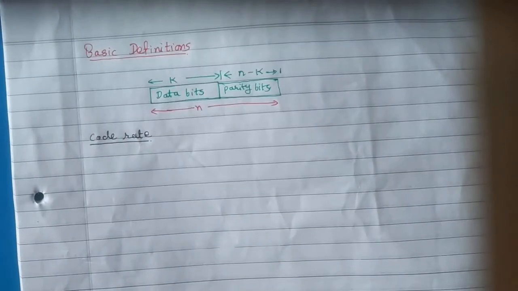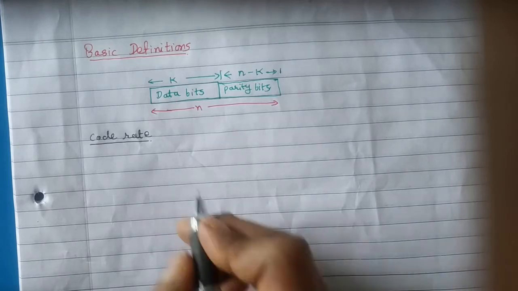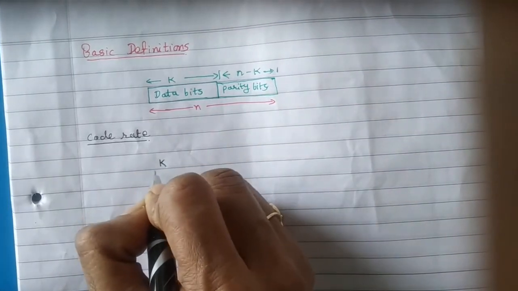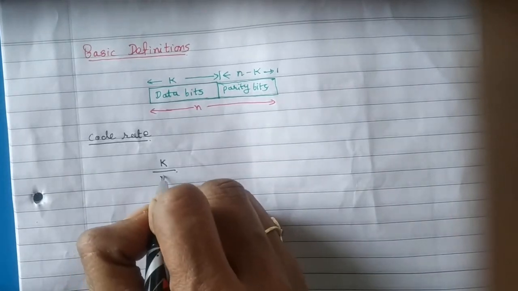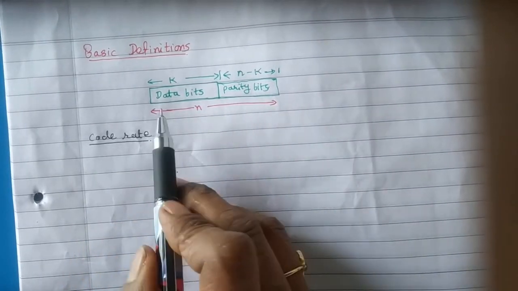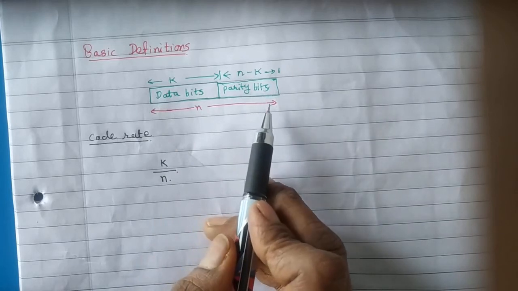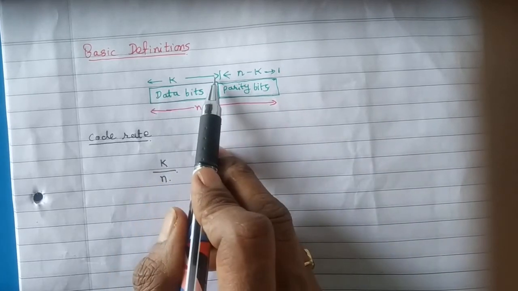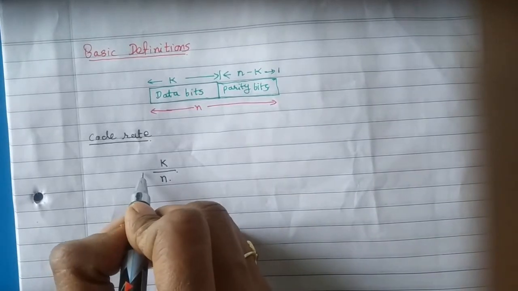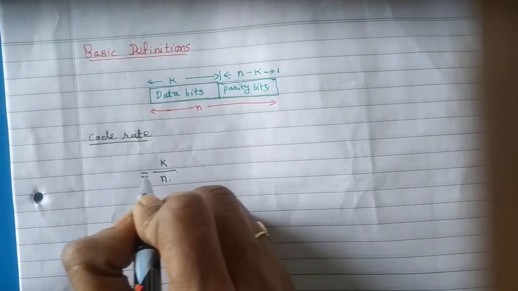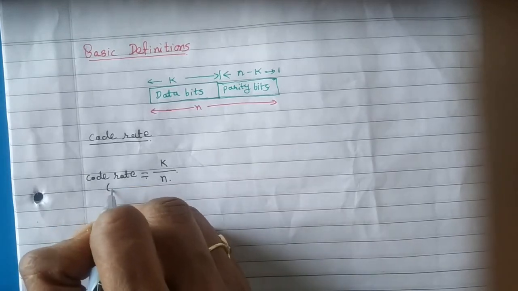The next term is the code rate. The code rate is defined as the ratio of the number of message bits k to the total number of bits n in the code word. In this code word, n is the total number of bits and k is the number of message bits or data bits. So this ratio is nothing but the code rate, which is represented with a small r.